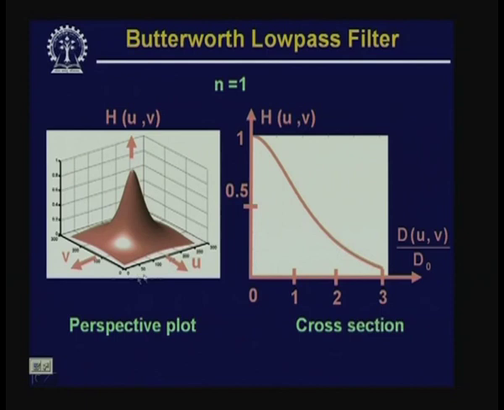So, here we have shown the Butterworth filter, the perspective plot of the Butterworth filter, and on the right hand side we have shown the cross section of this Butterworth filter. Now, if I apply the ideal low pass filter and the Butterworth filter on an image, let us see what kind of output image we will get.